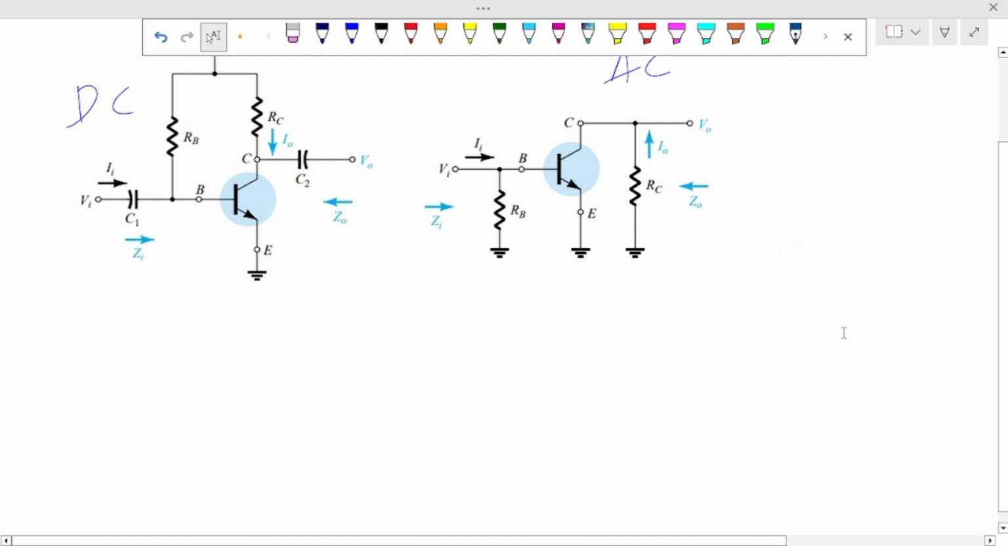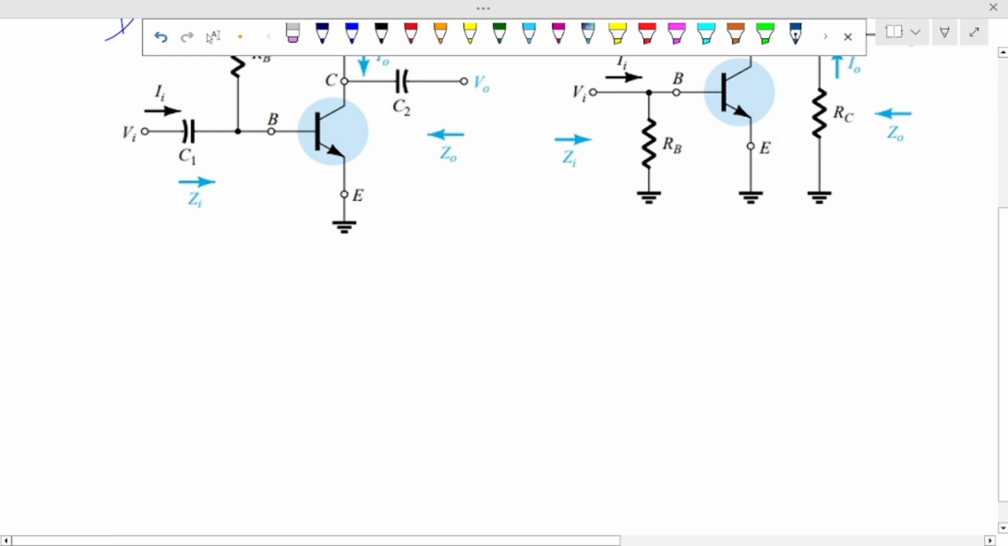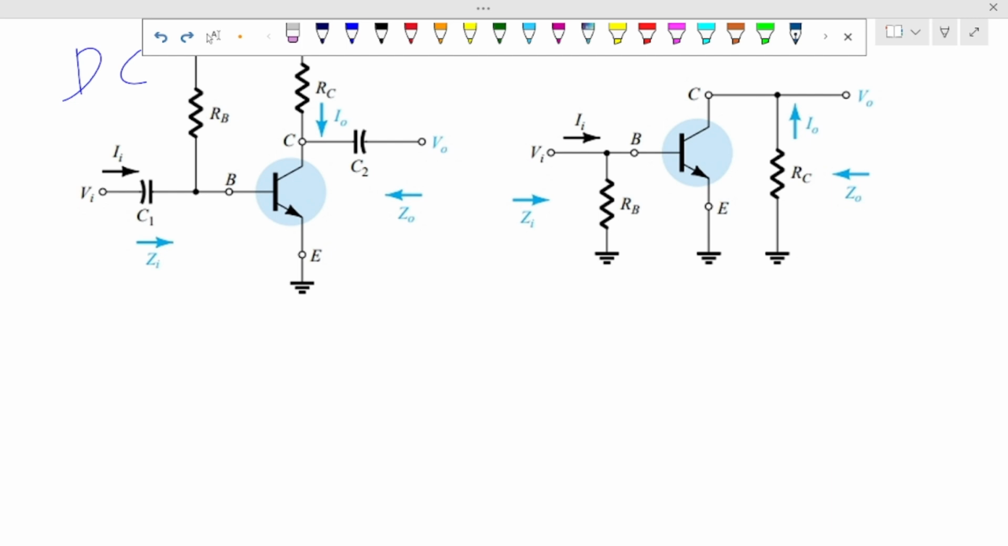Okay, so I'll try and draw this. It might take a while, but let me just try. I want to see the previous drawing. Okay, let's go.